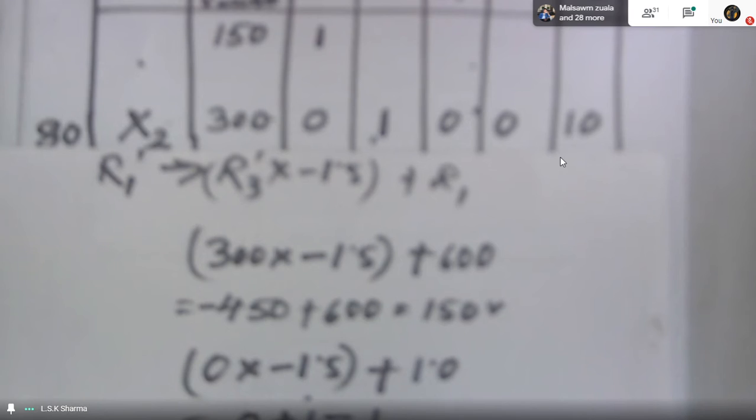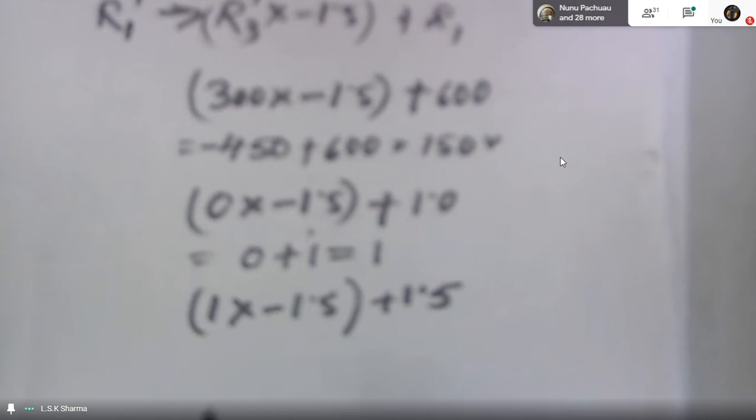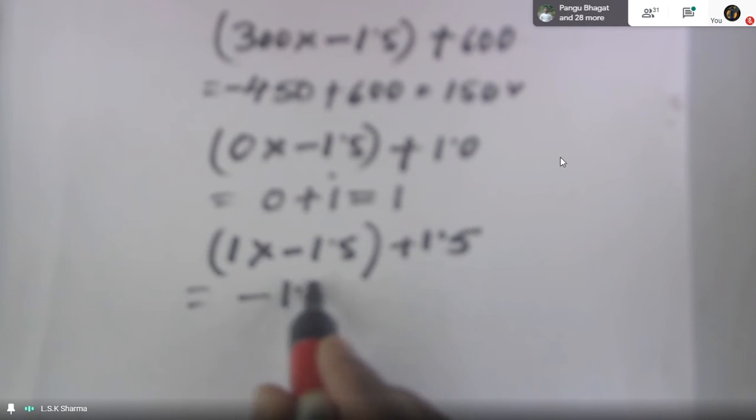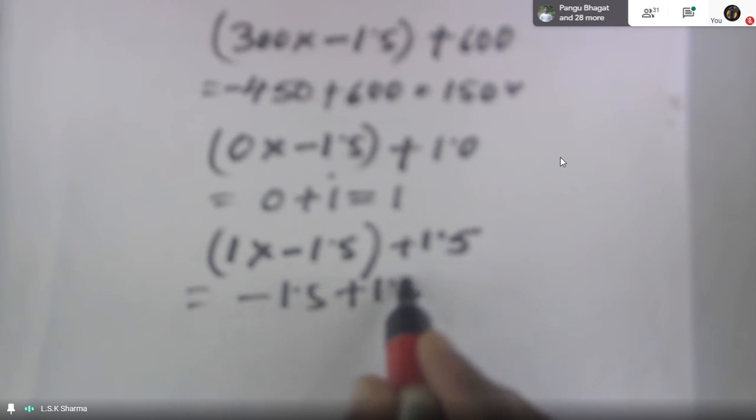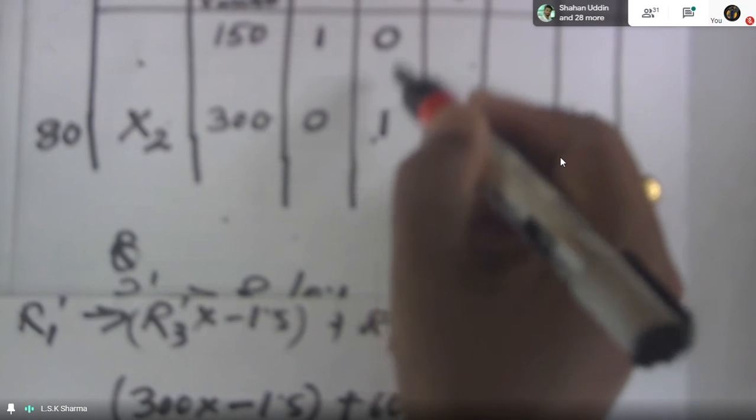Similarly, in this one, you have 1 into minus 1.5, and what was the value out here? The value out here was 1.5. So you put plus 1.5. So how much do you get? Minus 1.5 plus 1.5, which is equal to 0. Okay, so what you'll get is 0. My objective was to get a 0 out here, so I have got it out here.